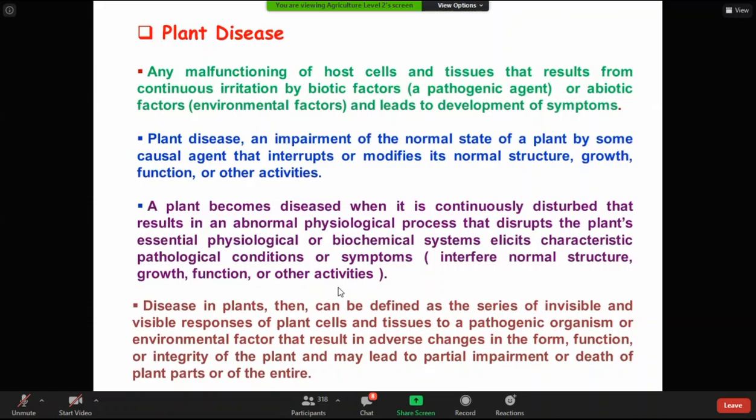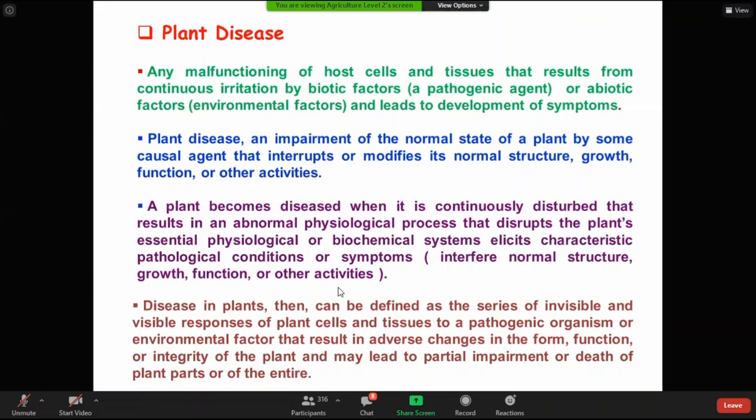Moreover, plant disease can be defined as the series of invisible and visible responses of plant cell and tissues to a pathogenic organism or environmental factor that result in adverse changes in the form, function, or integrity of the plant and may lead to partial impairment or death of the entire plant. So from these four definitions, you can say that any morphological and physiological deviation of plants due to continuous irritation or infection by biotic and abiotic factors is called plant disease.